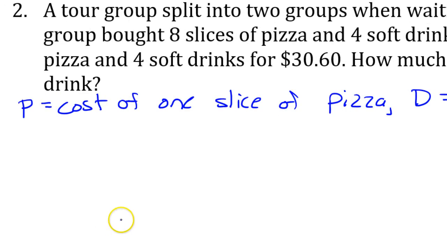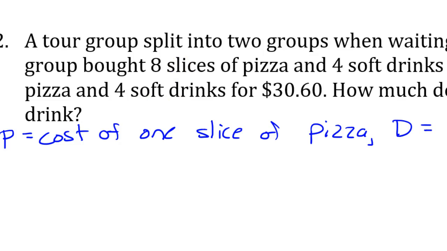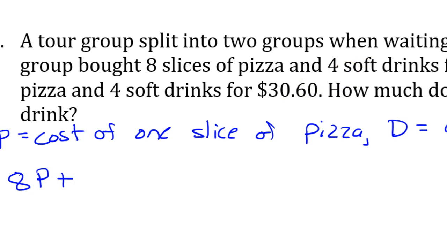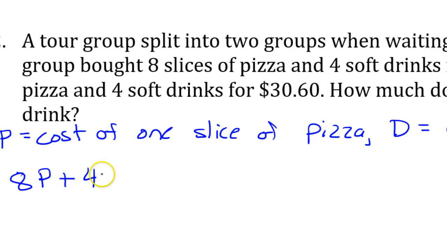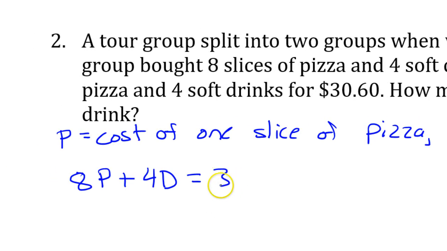So we're actually going to have 2 money equations this time, because they told us for the first group, they bought 8 slices of pizza. So 8 times the cost of a slice of pizza, and 4 soft drinks, so plus 4 times the cost of a single drink, and that should equal the total amount of money. This is a money equation, and that turned out to be $33.84.